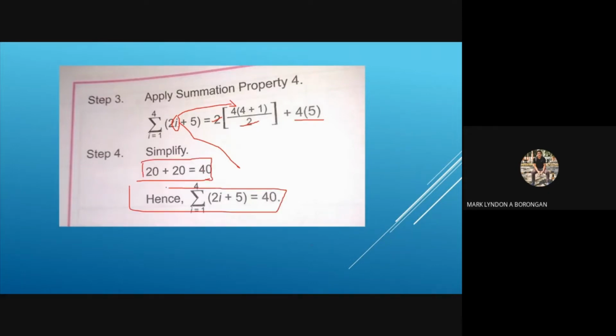So that is how you get it. This is the use of property 3. It is separated into parts.